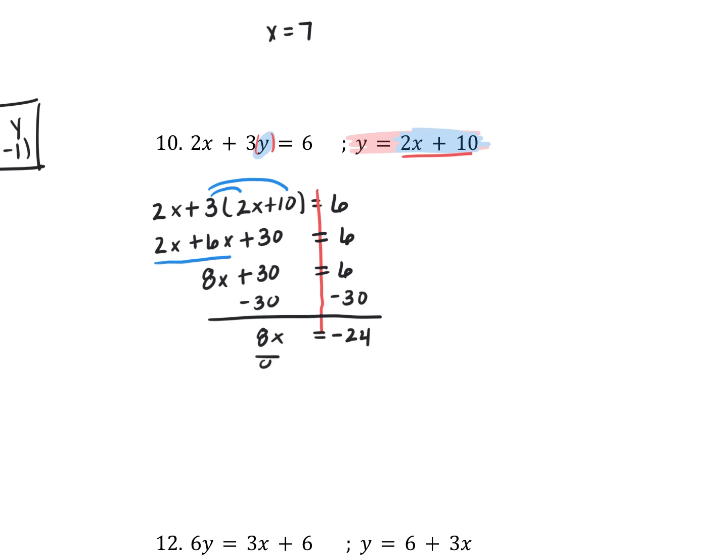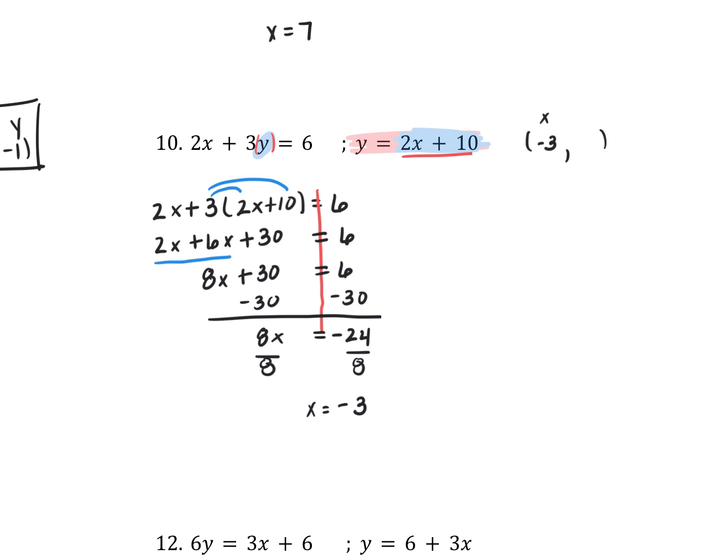Then I'm going to divide by 8, and I get x equals, it's going to be a negative number because my negative is on my 24, so -3. Okay, so we found our x. So if I were to make this an ordered pair, we found our x goes right here. My -3 is right there. Okay, now I need to find my y.